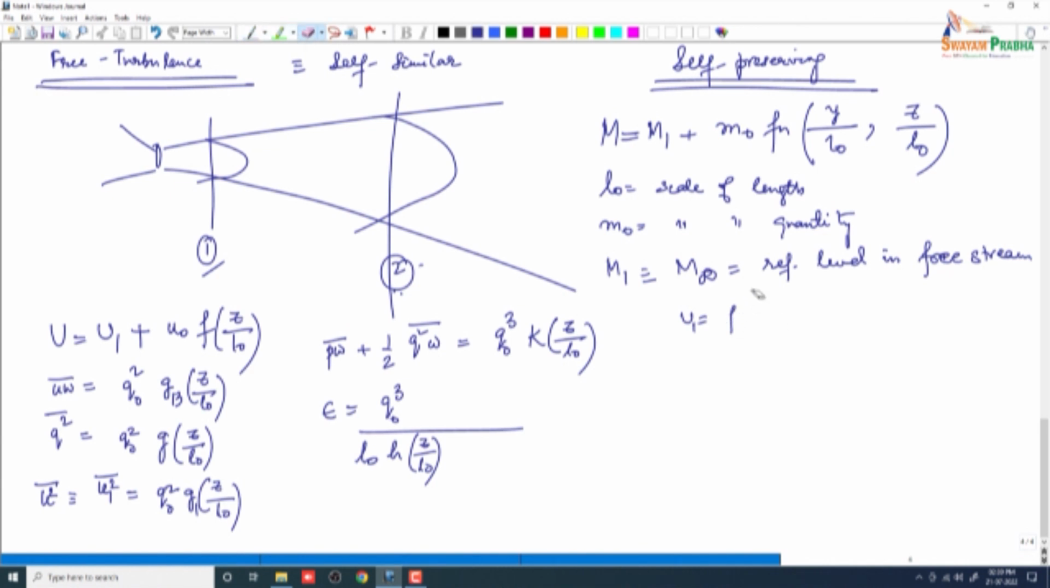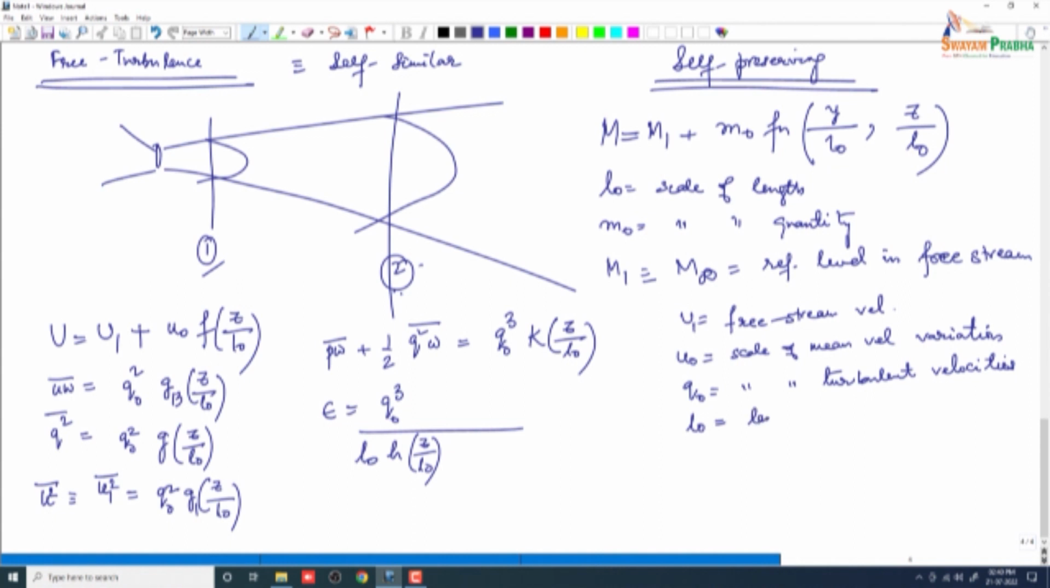So essentially u1 is nothing but u infinity, is the free stream velocity. So u naught is the scale of the mean velocity variation. Q naught is the scale of turbulent velocities. L naught is the length scale of the flow. And all of the above are functions of x alone, and they're independent of position and characteristic of the whole flow. Okay.